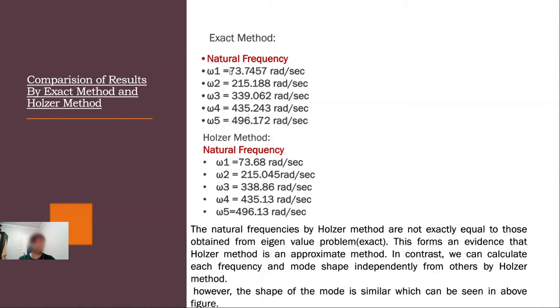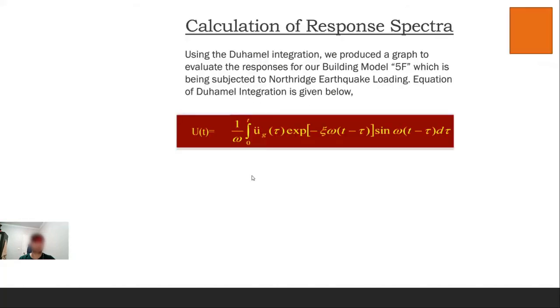This forms evidence that the Holzer method is an approximate method, as we use Holzer as an approximate method. In contrast, we can conclude each frequency of the mode shape is obtained independently by the Holzer method. However, the mode shapes obtained from the exact method and the Holzer method are the same.